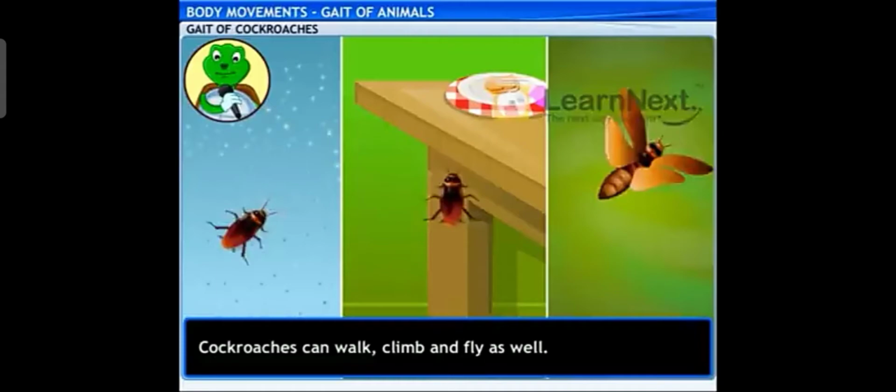The cockroach can walk, climb, as well as fly. So, three types of movement are possible for the cockroach. You have seen that a cockroach will walk through the floor, fly from one place to another, or climb from the floor to a table. So three types of motions are possible for the cockroach.